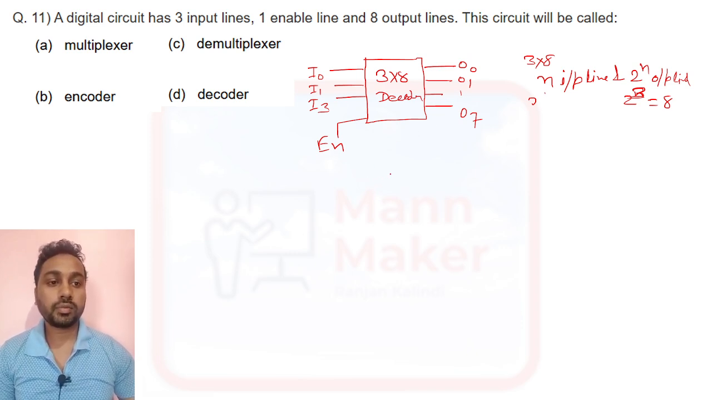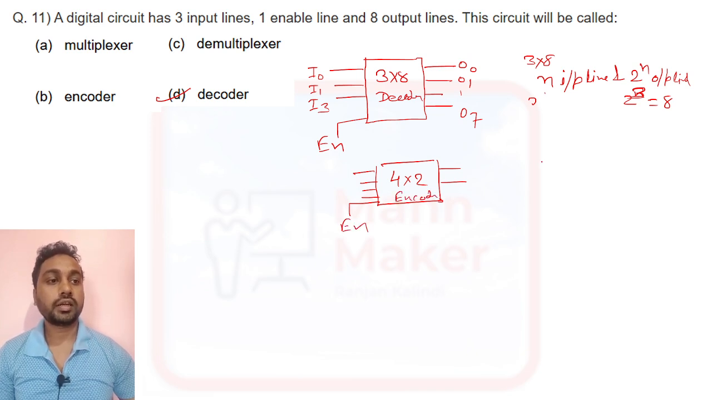From here the answer will be decoder. If you are talking about an encoder circuit, suppose we have a 4 into 2 encoder, then we have 4 inputs and 2 outputs with 1 enable line. In an encoder, 2 to the power n input lines will be there and n output lines will be there. Just the opposite of the decoder.